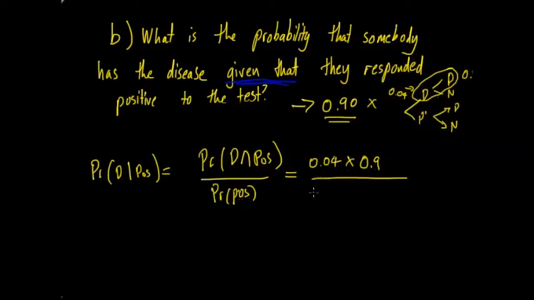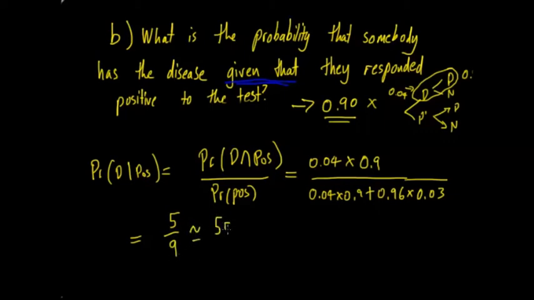So the probability of someone being positive is 0.04 times 0.9 plus 0.96 times the probability of someone being positive given no disease, which is 0.03. If you calculate that out, just put into the calculator 0.04 times 0.9 over 0.04 times 0.9 plus 0.96 times 0.03, and you get a nice number, 5 on 9. You just leave the answer as that because it's a nice fraction, but it's approximately 55.6%. But yeah, you just write it as a fraction.